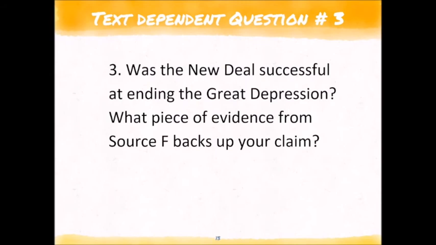Next, we have text-dependent question number 3. Was the New Deal successful at ending the Great Depression? Now, I also referred to this in question 2, but here's a great time to answer it. What piece of evidence from source F backs up your claim? Source F is the chart. You can also refer to the 3 R's here as well, because again, we were focused on relief, recovery, and reform. What did the New Deal do to provide relief and recovery?